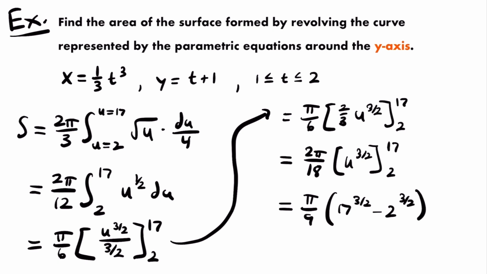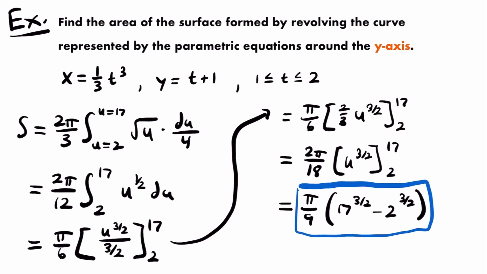There's actually no way for us to make this solution any simpler. It's a pretty ugly answer, right? Pi divided by 9 times 17 to the 3/2 power minus 2 to the 3/2 power. Both of those values are in their simplest form. We can't manipulate them in any way to look nicer. And so this is our final answer.